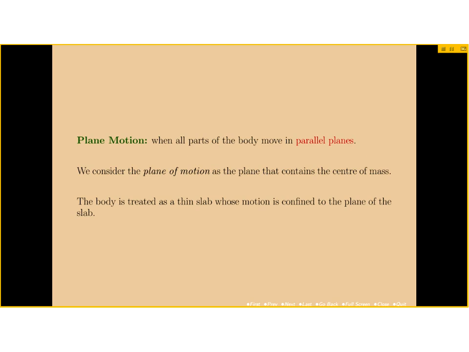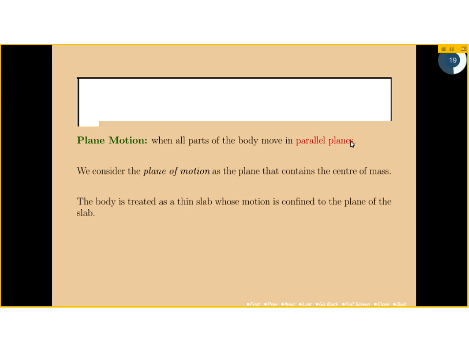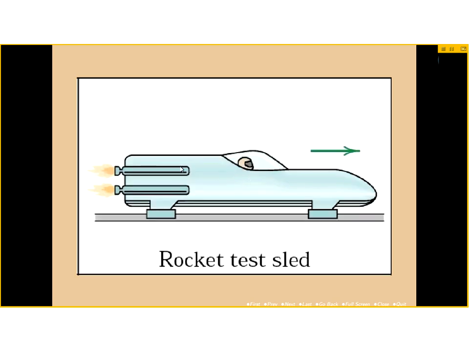The body then is treated as a thin slab whose motion is confined to the plane of the slab. Of course, it isn't true, but that is the way that we analyze this problem, as if the whole body is just a thin slab. It is as if we reduce this rocket sled or whatever body we're trying to analyze to a two-dimensional plane, to a very thin, infinitesimally small slab in the plane of motion.